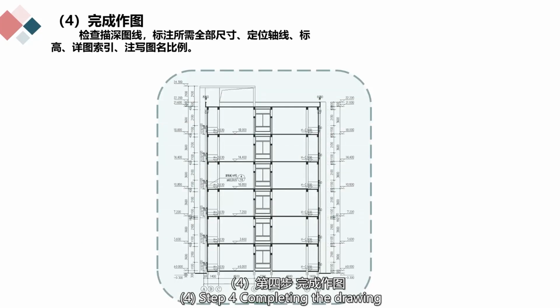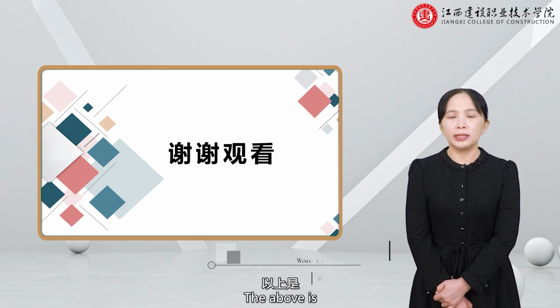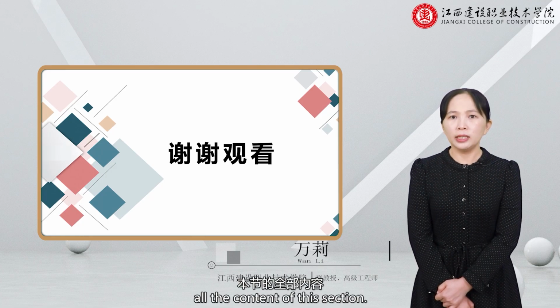Step 4. Completing the drawing. Check and thicken the drawing lines. Mark all the required dimensions, positioning axis, elevations, detail drawing indexes, and write the drawing name and scale. The above is all the content of this section.